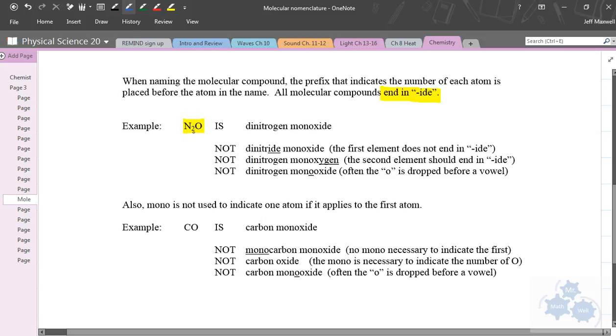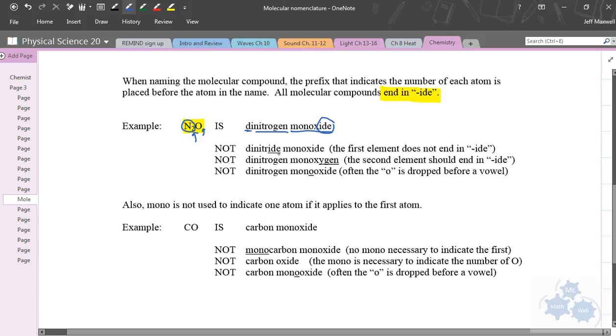And the name for this is dinitrogen. So here's 2, right? And that 2 refers to the nitrogen. So there's 2 nitrogens, so we call it dinitrogen, and you just name the element name. And then how many oxygens are there? If there's no number there, it means there's just one. So that's mono, but sometimes you drop the O. Monoxide. And here's the -ide at the end. So this is dinitrogen monoxide.